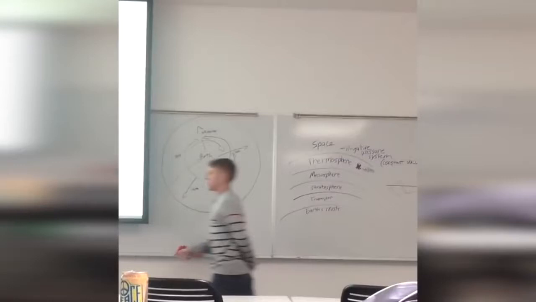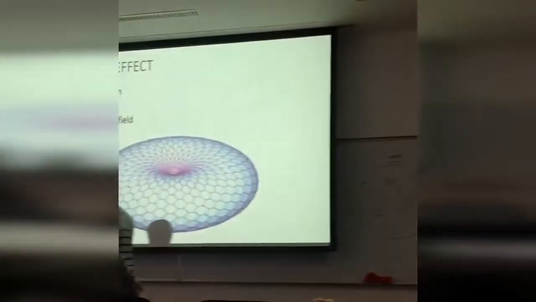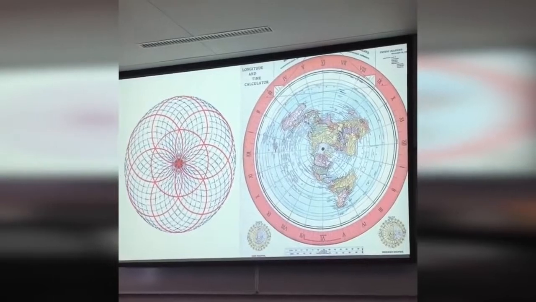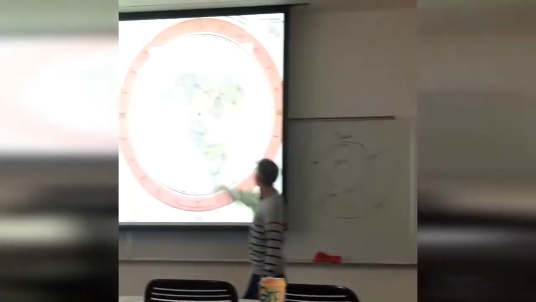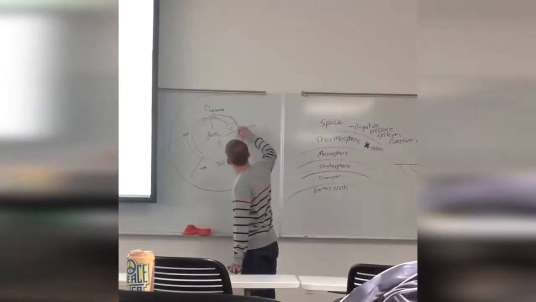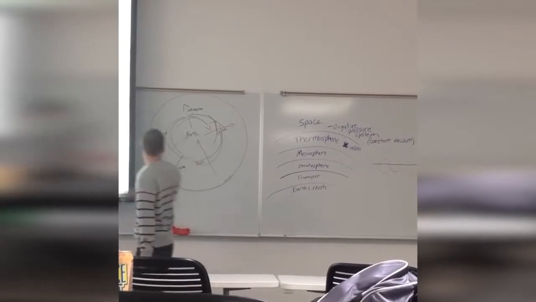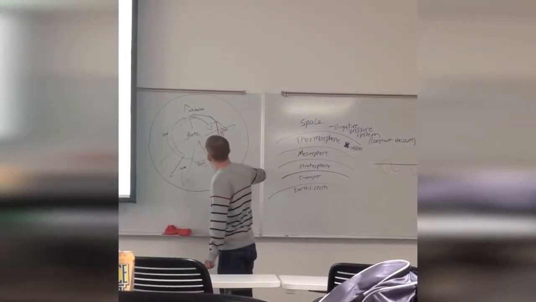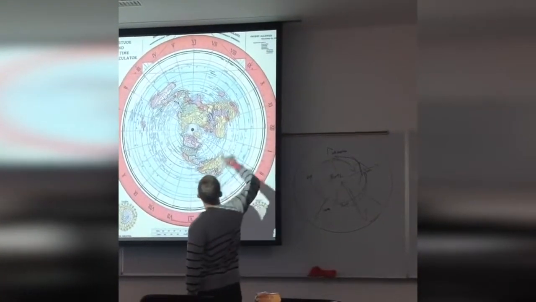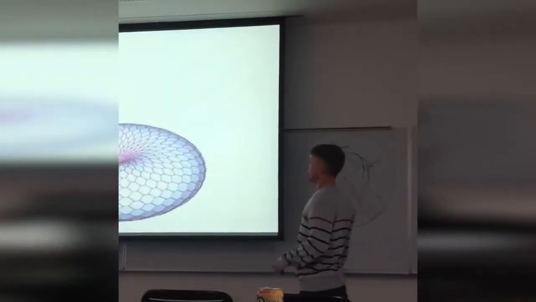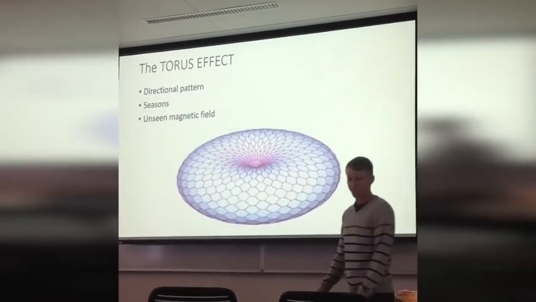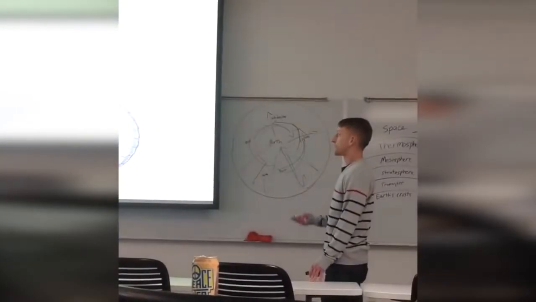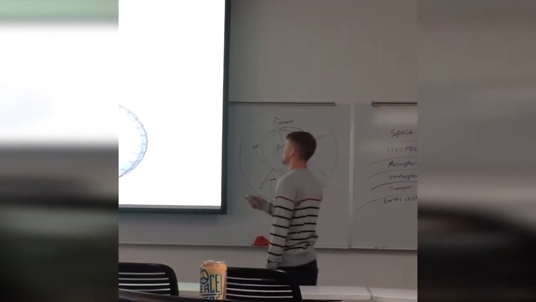On the directional pattern of this map, let me go back. It is a giant torus effect, which I wrote right here. This way is always going to be west, coming out of California. This way is always going to be east, coming out from New York. This way is always going to be south, and this way is always going to be north. So the north is always going to be right there, and the south is always going to be there, right? The torus effect makes it easy to explain seasons and directional patterns and all that. If you guys haven't looked into the torus effect before, I would, because it explains a lot about the Earth.